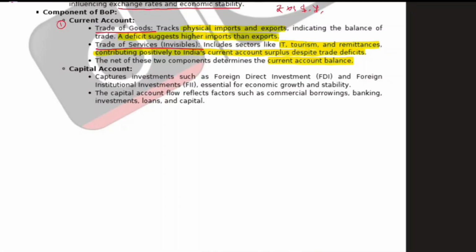The second one is the capital account. What is the capital account? It captures investments such as foreign direct investment, FDI, and foreign institutional investment, that is FII, essential for economic growth and stability. Capital account flows reflect factors such as commercial borrowings, banking, investment, and loans.